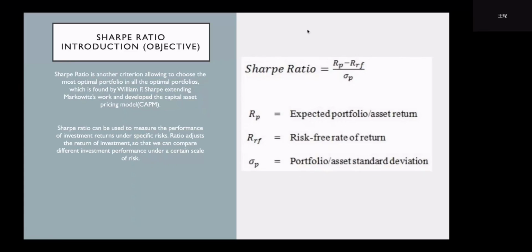The Sharpe ratio can be used to measure the performance of investment returns under specific risks. This ratio adjusts the return of investment so that we can compare different investment performance under a certain scale of risk.